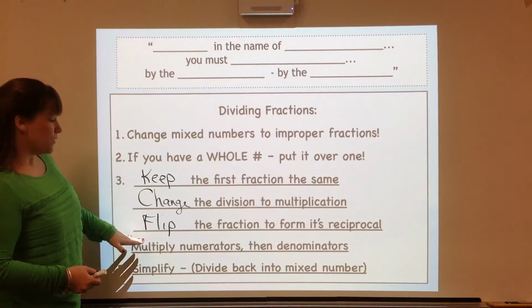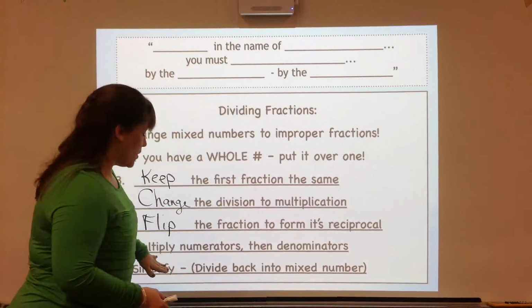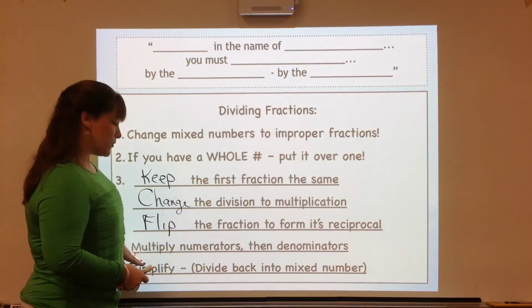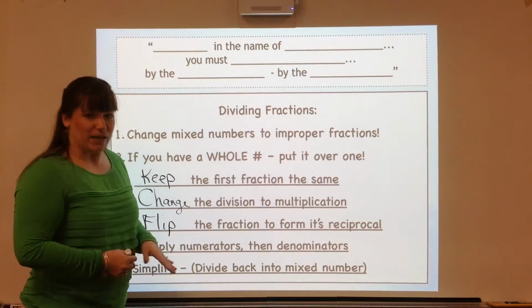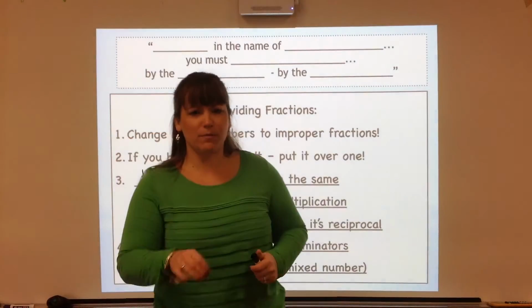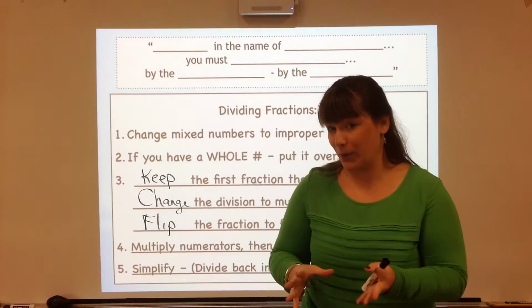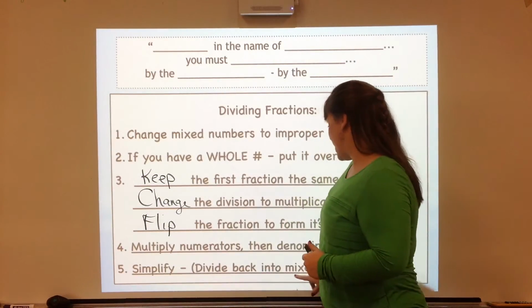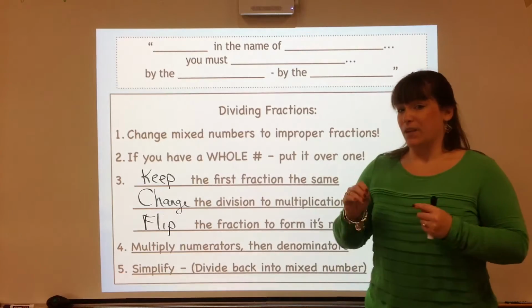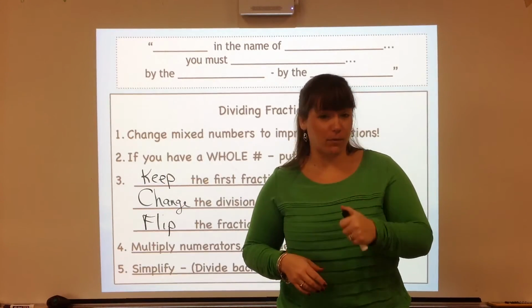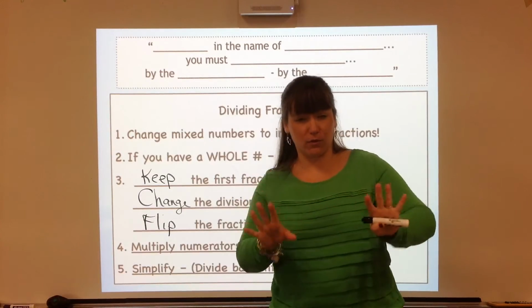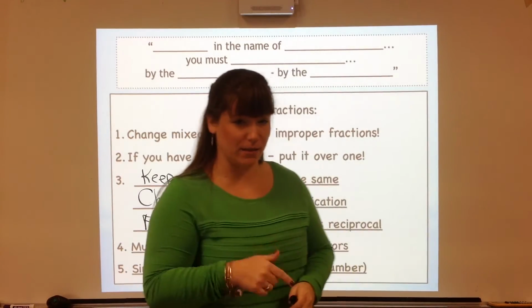After you do this keep, change, flip, we're going to multiply the numerators and denominators just like before, and then we're going to simplify. And I just wanted to remind you that simplifying when it's improper means you divide back into a mixed number. If it's not improper, you just have to simplify by dividing by forms of 1. There's been some confusion in that. I just wanted to clarify that again in this video.